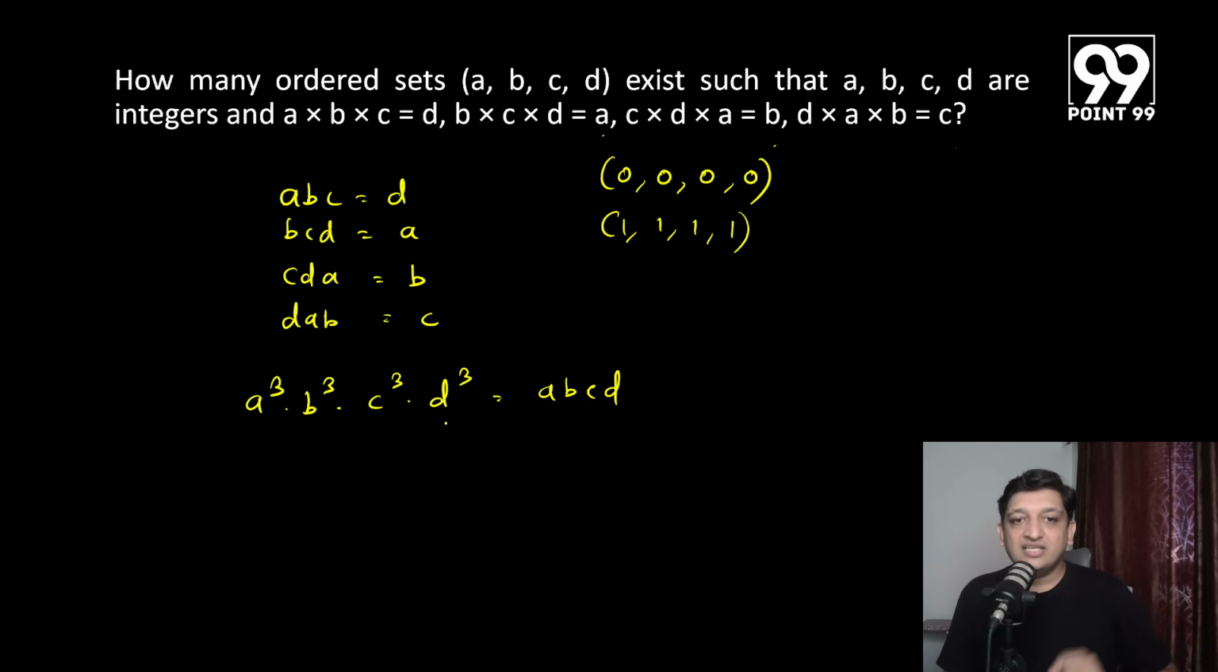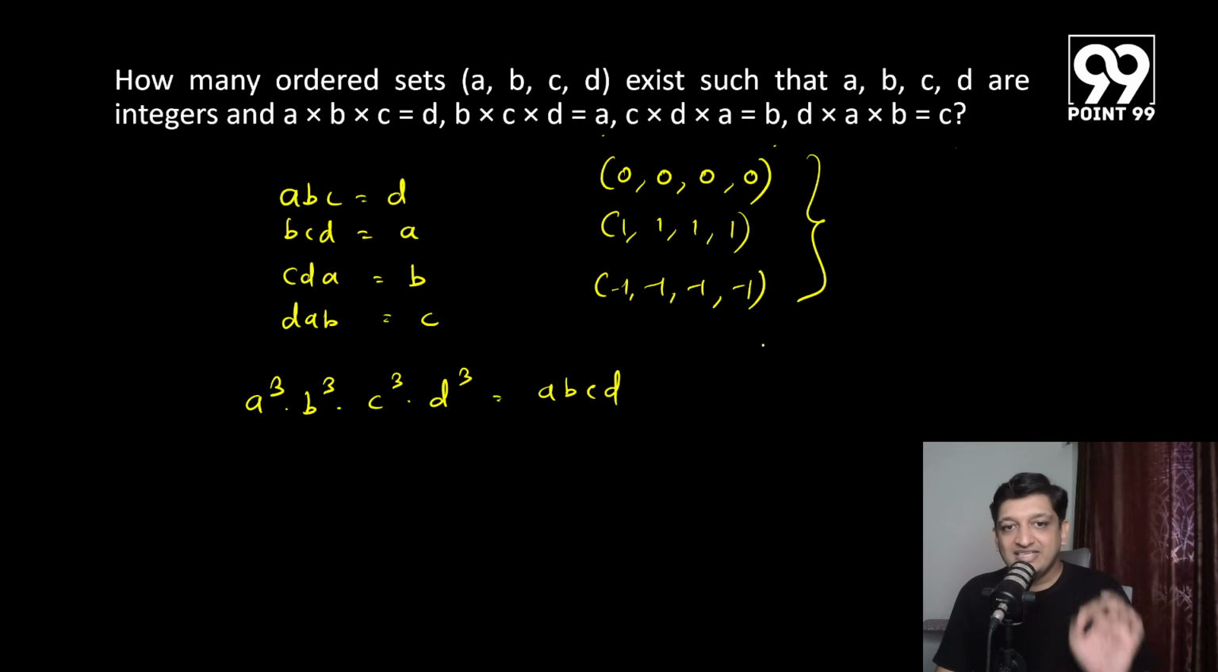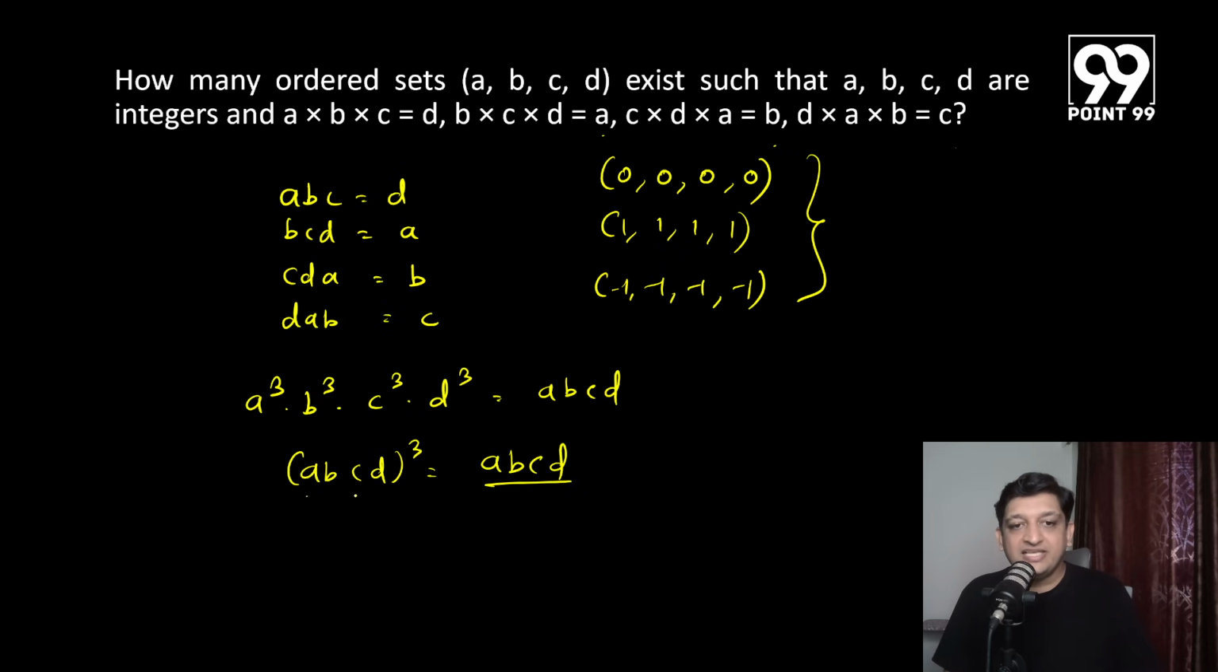Now if you look at another solution which is minus 1, minus 1, minus 1, minus 1, that will also satisfy. So a lot of people reach here and then they give up. But in this context, you have to understand another thing. You also have to understand that abcd whole cube will be equal to abcd, which basically means that if you are looking at ones here, you can have two minus ones and two plus ones. And the product in this case is going to be 1 cubed, and the product in this case is going to be equal to 1.